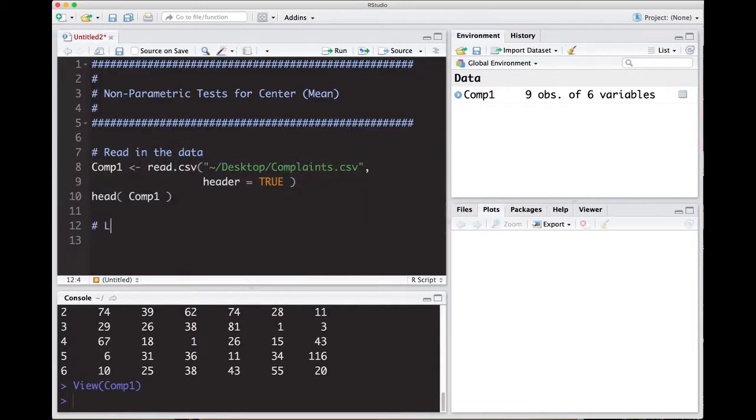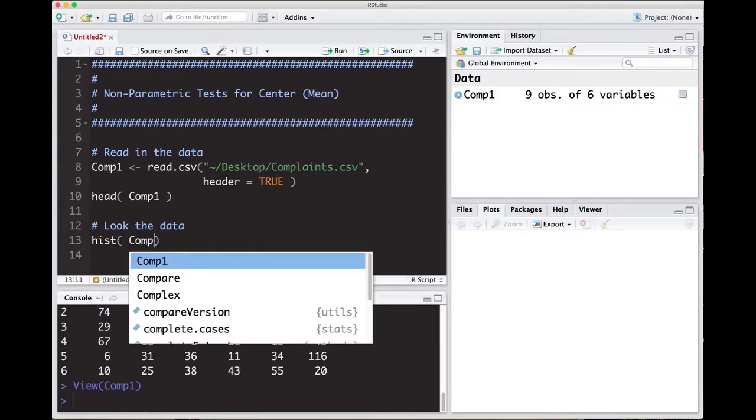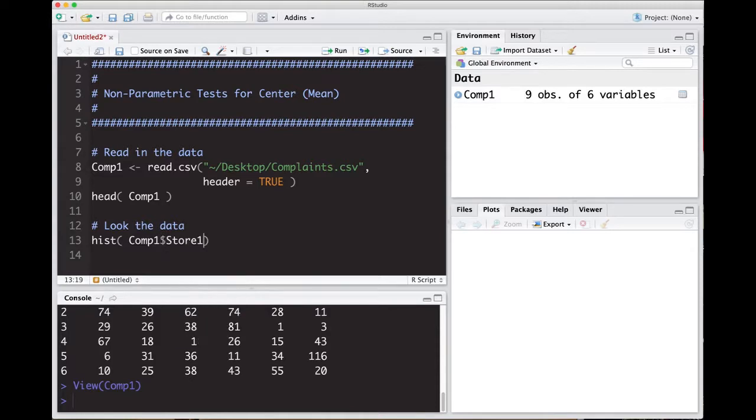First thing we want to do is look at the data. And we're going to look at them one at a time just so we can get a sense of what's going on. So the first thing I'm going to do is a histogram, and I'm going to do from my data comp 1. I'm going to look at store 1, and I want to color it, let's say, blue. That way I can look at the picture here. Let's run this.